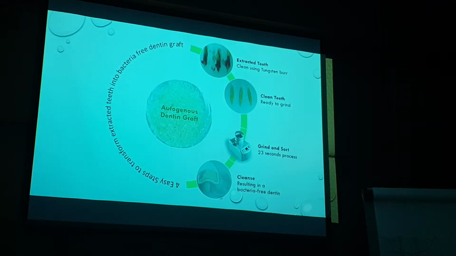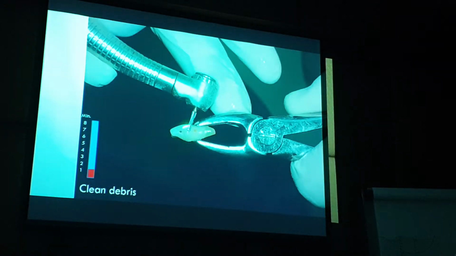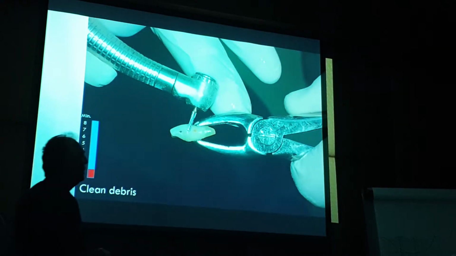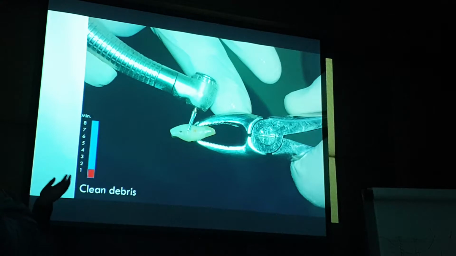So we extract the teeth, we clean the teeth, we grind and sort them. We're left with this. I'm going to go through this quickly. The contraindications to this are the root canal tooth. We do not use root canal teeth because you can't debride the inside of those things. You can't clean it out. But if there's no root canal, we will remove any restoration that's present.